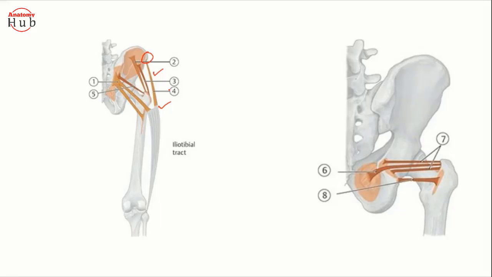Okay, and the action of the tensor fasciae latae will be mainly flexion and internal rotation. Okay, in combination with the gluteus medius and minimus muscle, because they have the same innervation also. Okay, like that you will find the piriformis muscle.